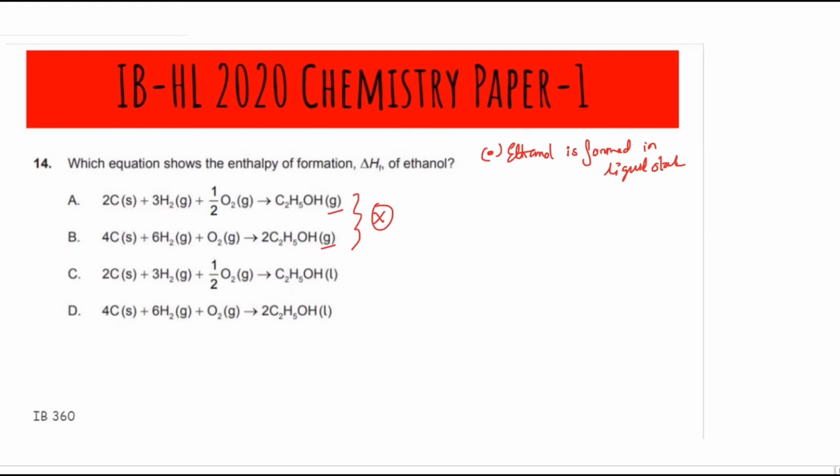Now for enthalpy of formation, the main rule is that whenever we are defining enthalpy of formation, we are looking for the change of enthalpy for the production of 1 mole of product. In both these cases, you can see that only 1 mole is formed in option C, not in option D. So option C is the correct answer. Hence the enthalpy change of option C is basically the enthalpy of formation of ethanol.